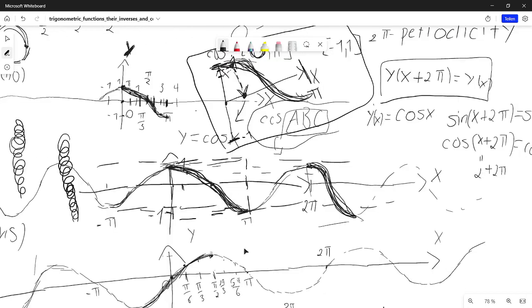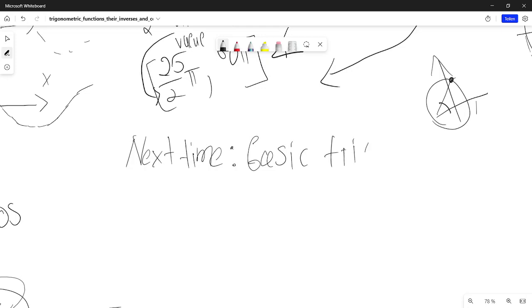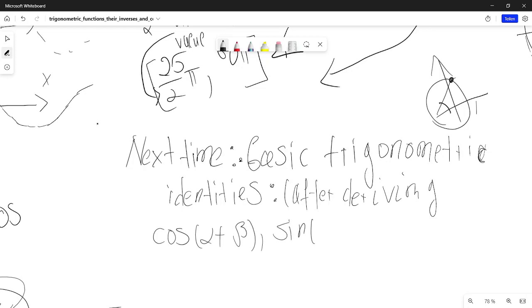And well, what else? Next time, basic trigonometric identities, after deriving cosinus alpha plus beta and sinus alpha plus beta in the proper way.